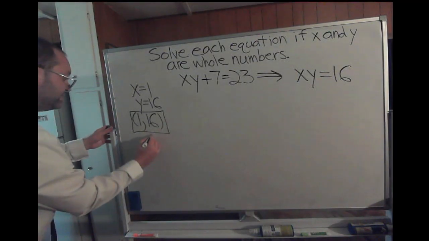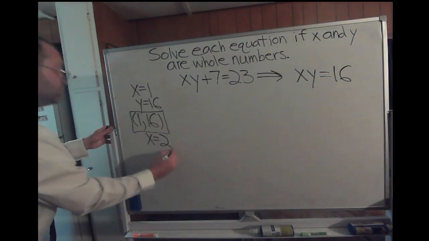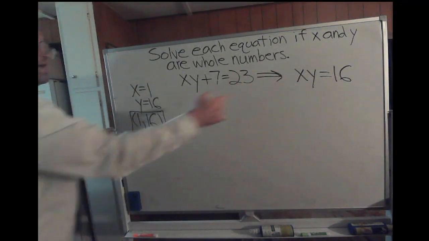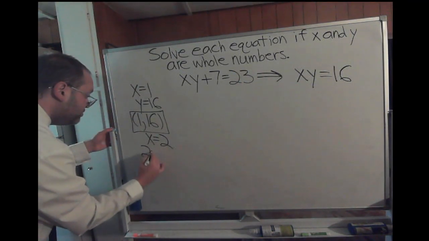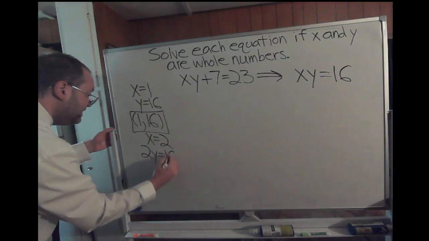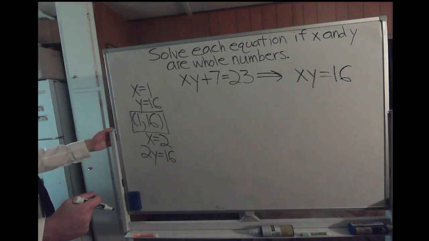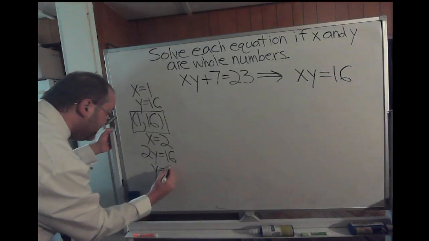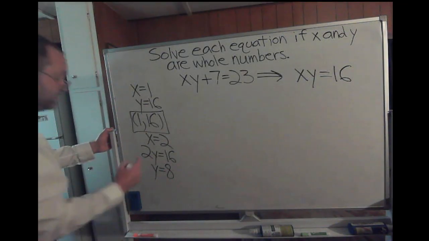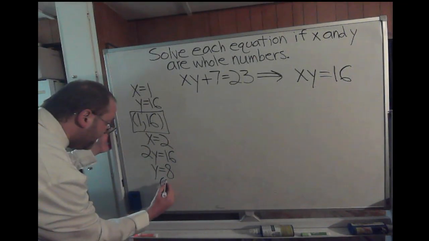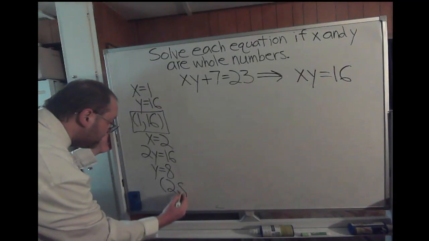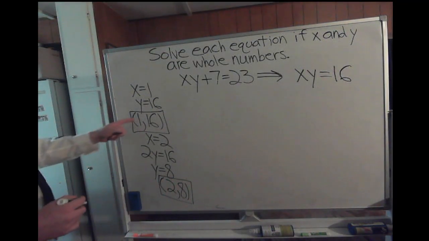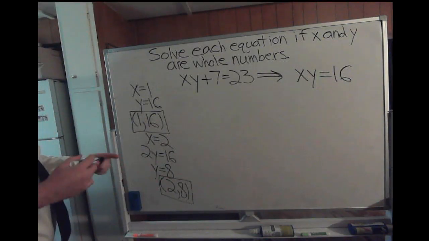How about when x equals 2? So you'll put in 2 for where x is, so you'd have 2 times y, which is simply 2y. That'd be equal to 16. Now you want to just solve for y, so you divide both sides by 2. You get y equals 8. So therefore, you get the ordered pair 2, 8. And that works because both x and y are whole numbers. So far, 1, 16 and 2, 8 seem to work.